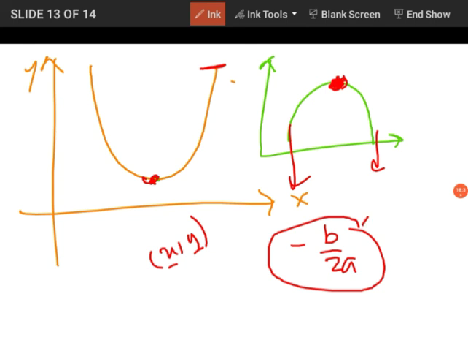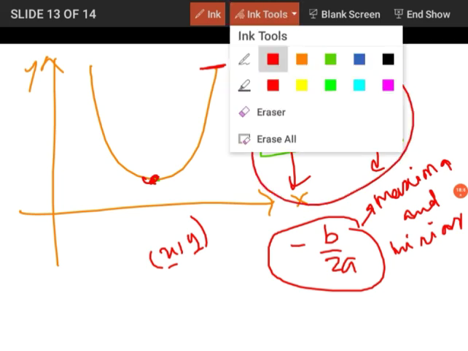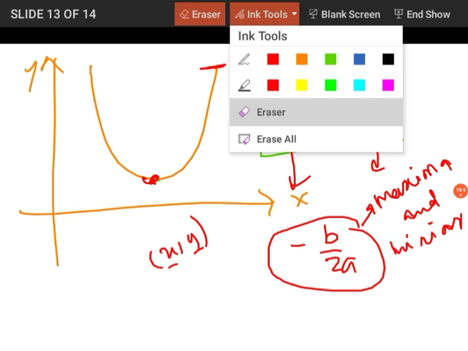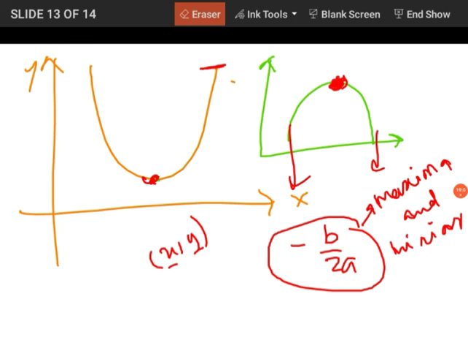And I hope that you understand this is the maxima and minima for a quadratic equation. And depending on the graph or the equation, you will get the value whether minus b upon 2a is the maximum or minimum value. So I hope that you understood today's lecture.